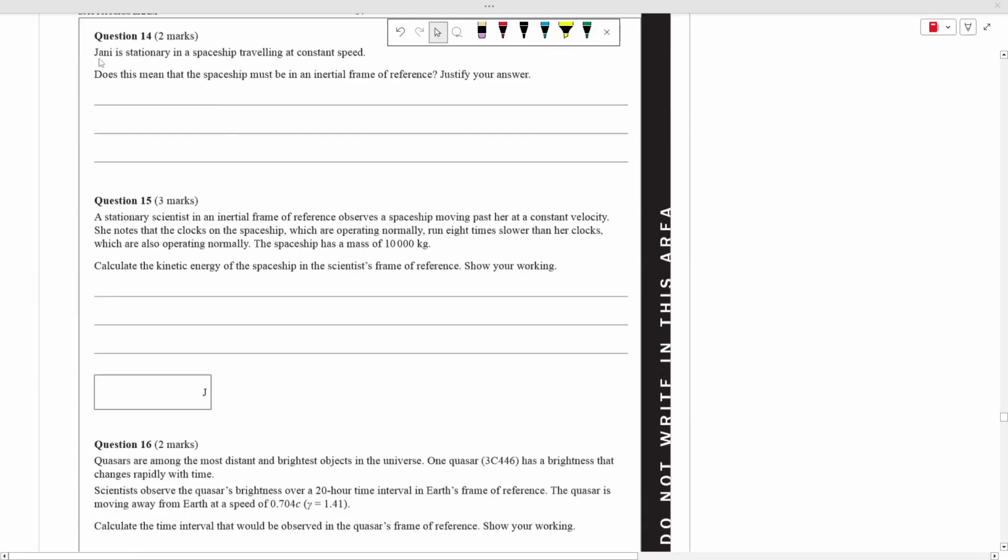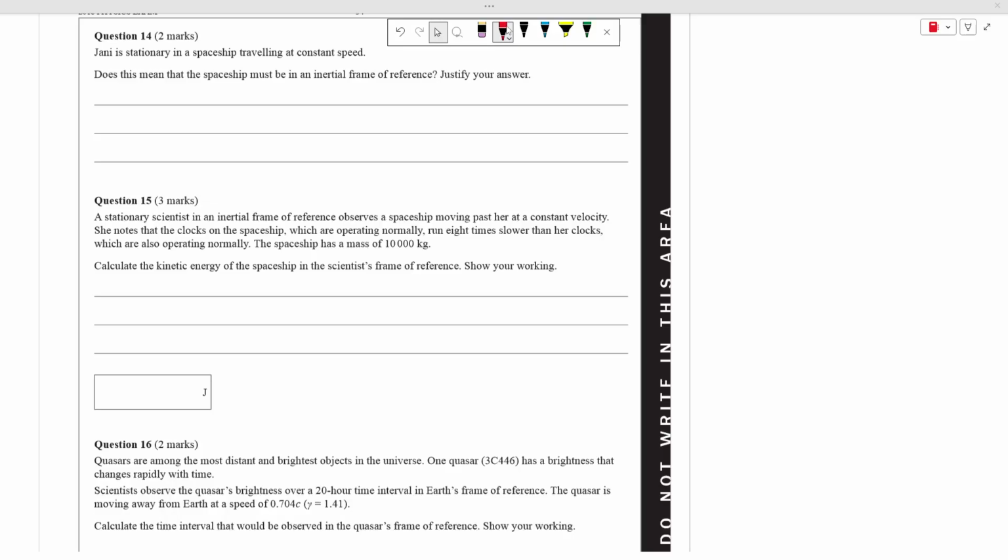Question 14. Yani is stationary in a spaceship traveling at constant speed. Does this mean that the spaceship must be in an inertial frame of reference? Justify your answer. At first glance, the immediate thing that came to my mind is yes. However, it says constant speed, not constant velocity. So you can have a constant speed while still being in a non-inertial reference frame if you're traveling in a circular path at a constant speed.